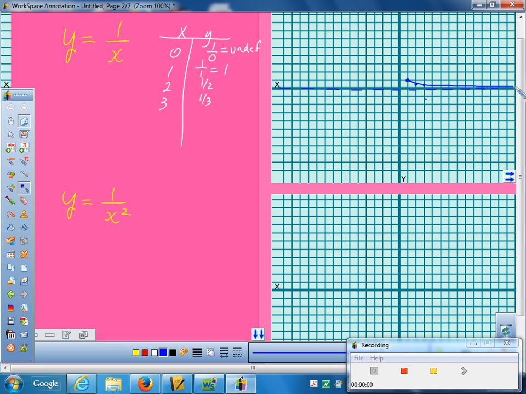Okay, but what happens between 0 and 1 here? There was no point for me to plot at 0. Think about it. What if I did a fraction? What's 1 divided by a fraction? That's 2. 1 divided by 1/3 is going to be 3. So it's going to go over half, up 2. Then 1/3 over is up 3, 1/4 over is up 4.